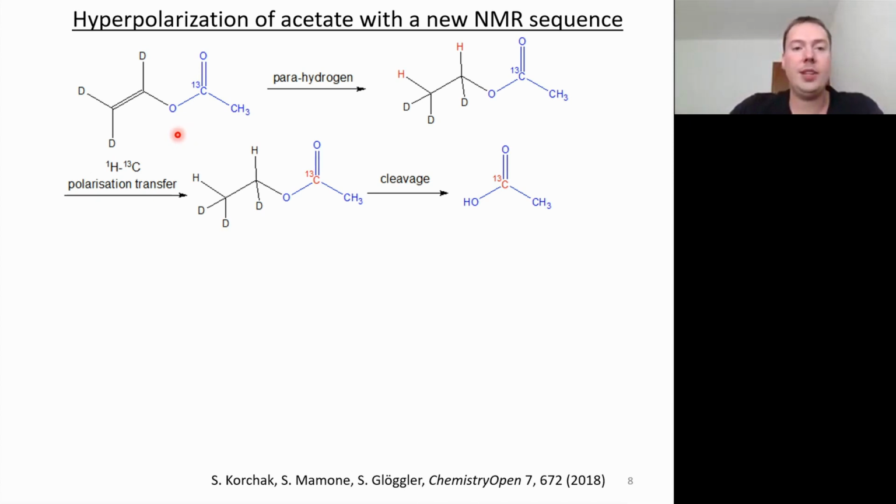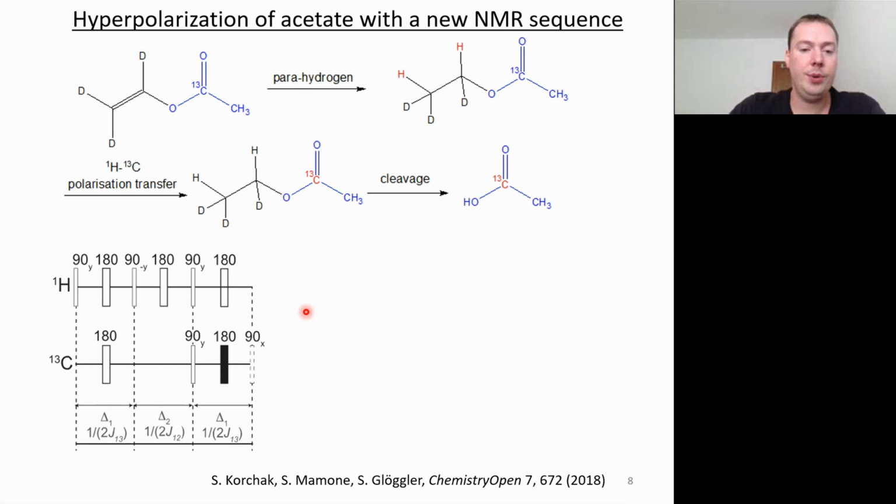As before, you hyperpolarize the protons over here. Then you do a polarization transfer from these protons to the carbon, and in the end, you cleave off this molecule. In the past years, we have worked on developing some pulse NMR experiments. Here's a sequence that we came up with that works in this particular high field case, where we assume two-spin order of the two parahydrogen molecules, and we're basically converting this two-spin order in the end into in-phase magnetization of this carbon-13 nucleus.